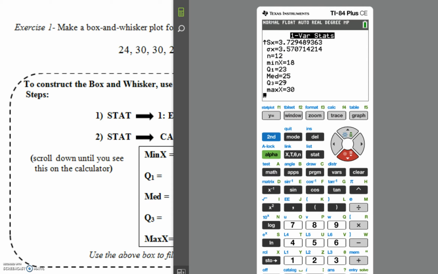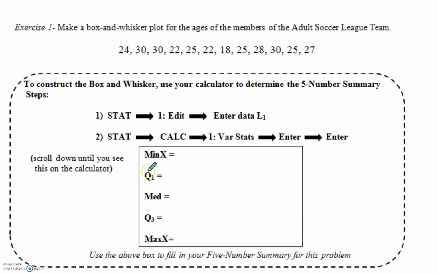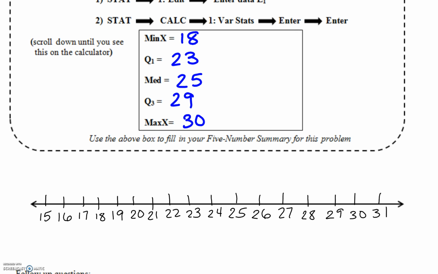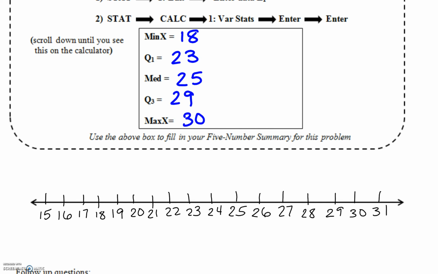Once you locate those numbers, you're just going to write down the values that you see. So the minimum we had 18, Q1 was a 23, the median is a 25, Q3 was 29, and then the max was 30. Once you have those 5 numbers, you're going to label your number line. And again, I already labeled it just to save time in the video.